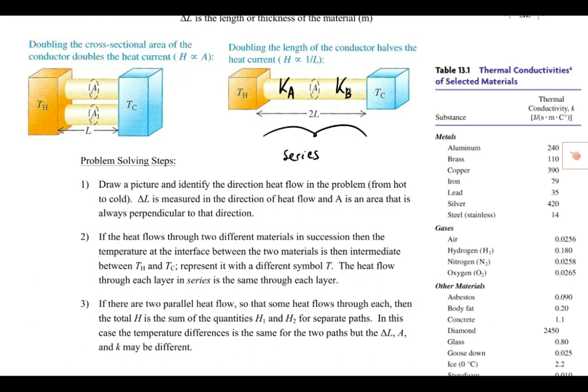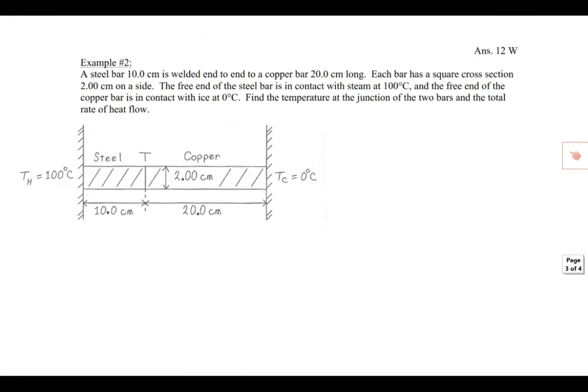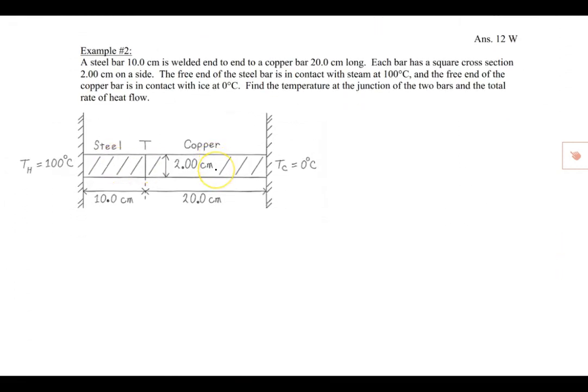You might have a layer of insulation here and then a layer of bricks or something like that. So how do you solve that kind of problem? You have a temperature here and a temperature here, and then you have this intermediate temperature in between, we might call that the T, the interface temperature. So you'll see this example if you look in your notes on example number 2, we have steel and copper.